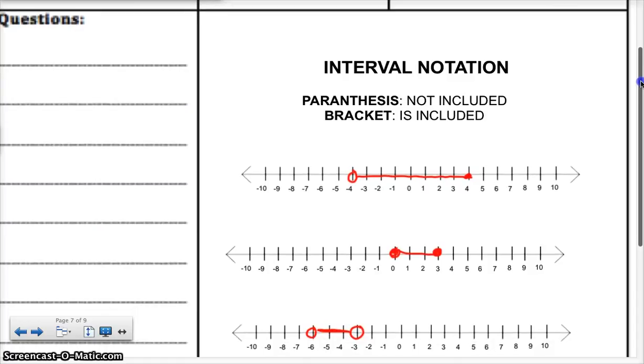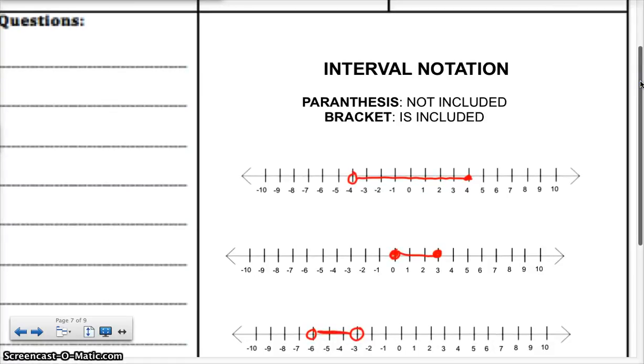Interval notation, there's some things you need to know. If you have a parentheses, it means the number is not included. Okay, if you have parentheses, it means don't include it. It would be similar to saying the less than or greater than. You don't have a line under it. If you have a bracket, that says that it is included. So it would be things like the less than or equal or greater than or equal.